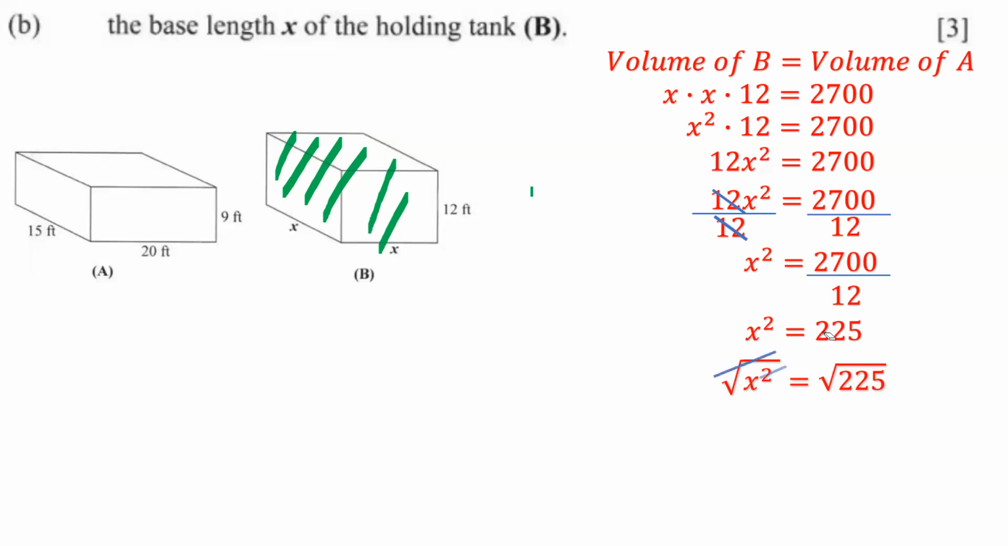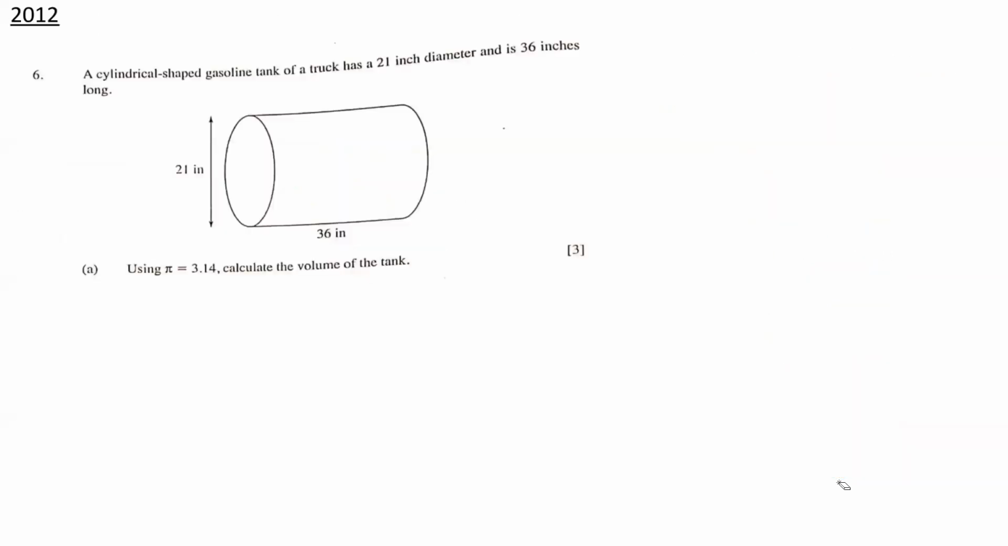Now we could cancel. So cancel the top with the bottom. We get that x is going to be equal to the square root of 225, which is going to be 15. So x equals 15. Okay, let's move on to the next question.